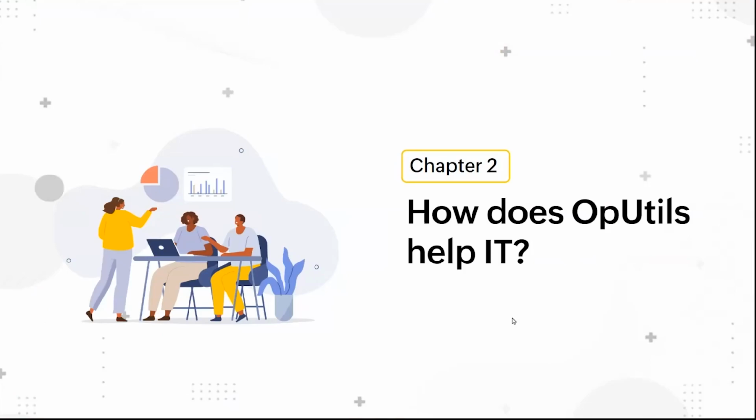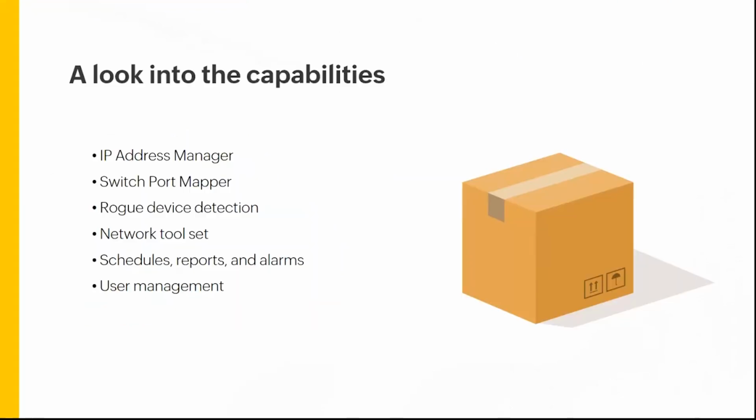So how does OpUtils help IT? Let's take a look at some of OpUtils' capabilities that stand out from other IPAM tools. In this section, we'll begin by exploring the IP address manager and switchboard mapper. From there, we'll move on to discuss rogue device detection, network toolset, schedules, reports, and alarms. This comprehensive overview will provide insights into the diverse tools at your disposal for effective network administration with OpUtils. So let's get started with OpUtils IP address manager.